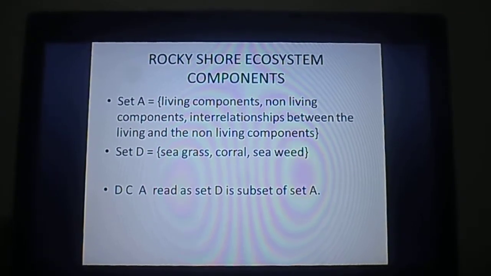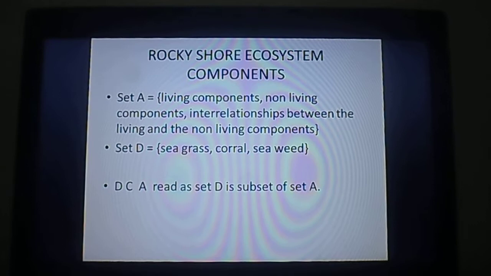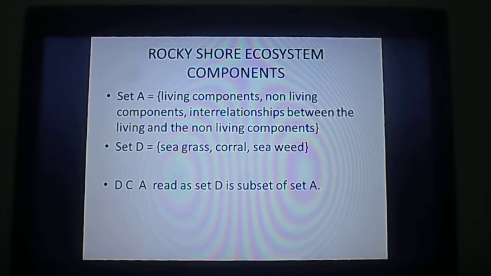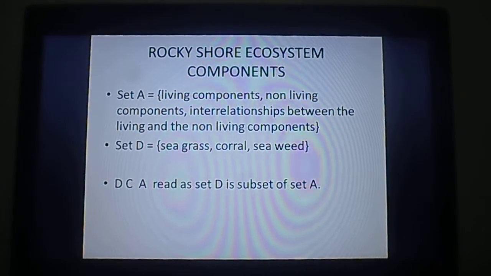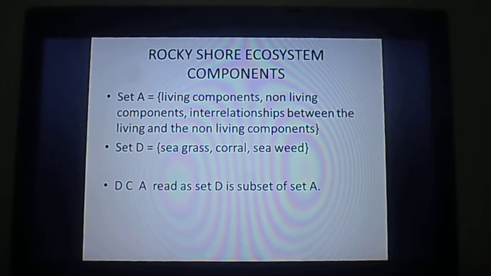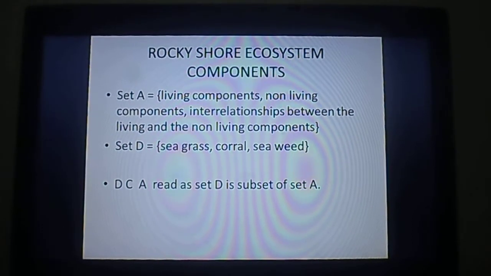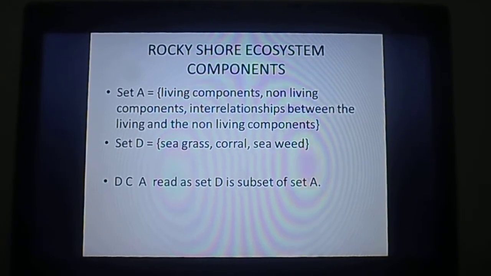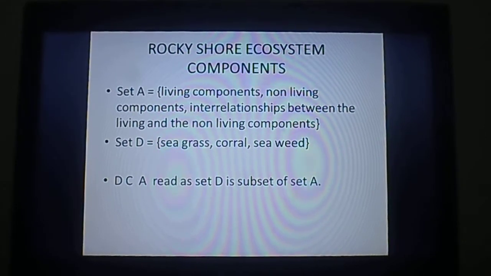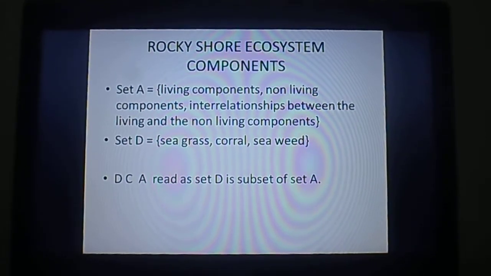Rocky shores are ecosystems. Many animals and plants live in rocky shores in the area between high and low tide. They are pounded by waves, exposed to extreme temperature and salinity, and flooded by seawater while exposed to drying air.